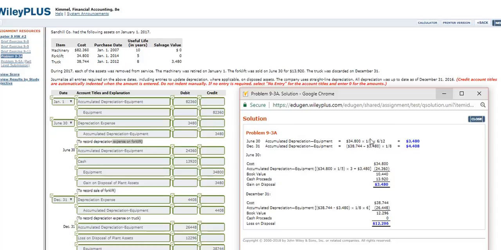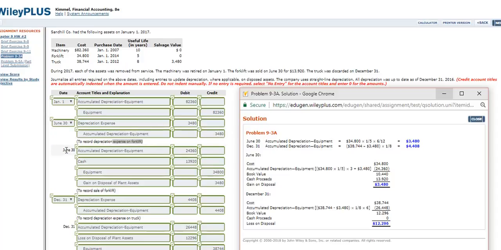You can see it right here. This 5 comes from the useful life of the forklift. And this 6 divided by 12 is because it's June. It's half of the year. So when we multiply that, we'll get that result, the 3,480 that we put right here, and we will credit the accumulated depreciation equipment for the same amount.